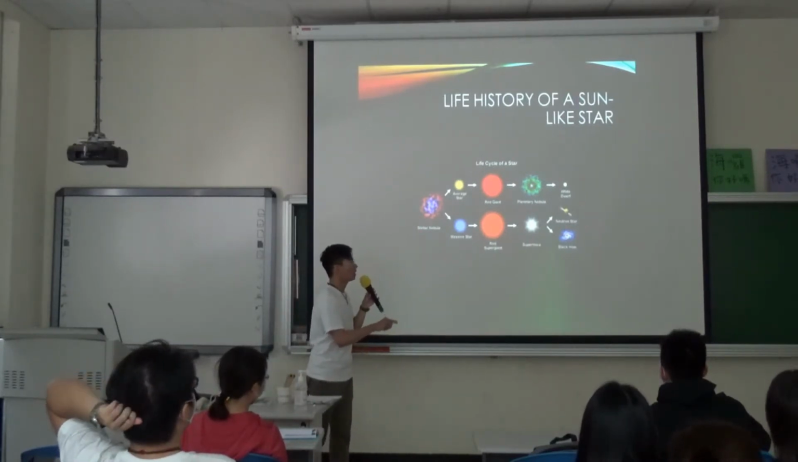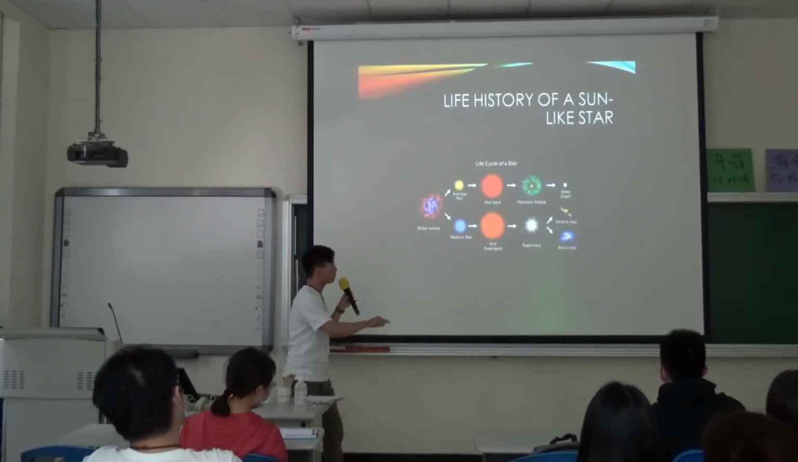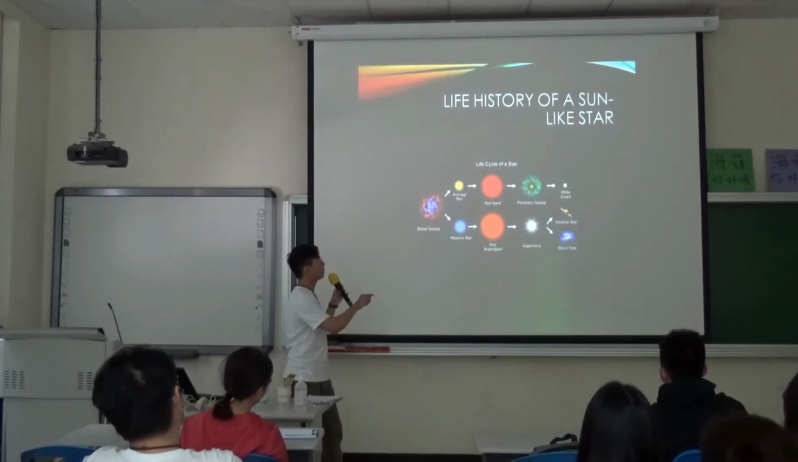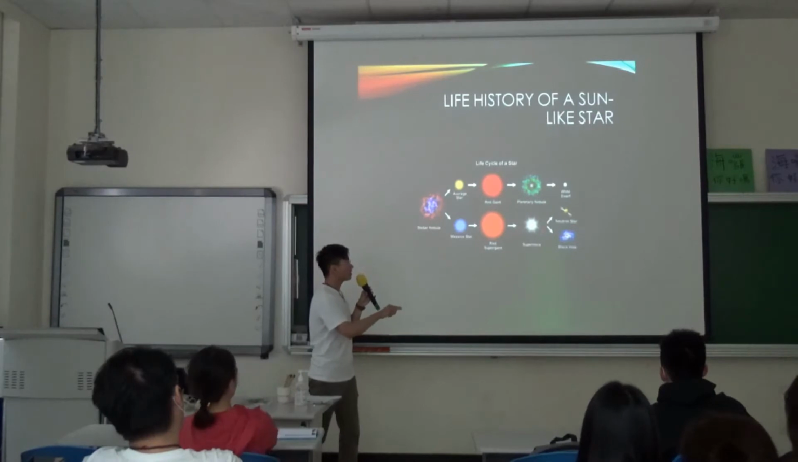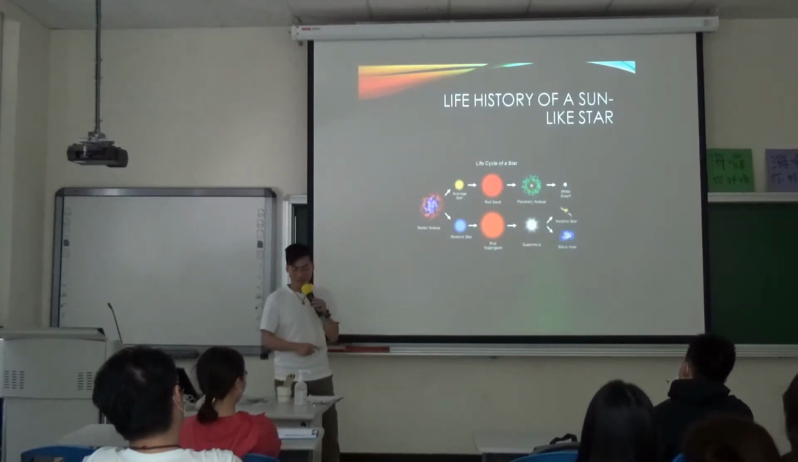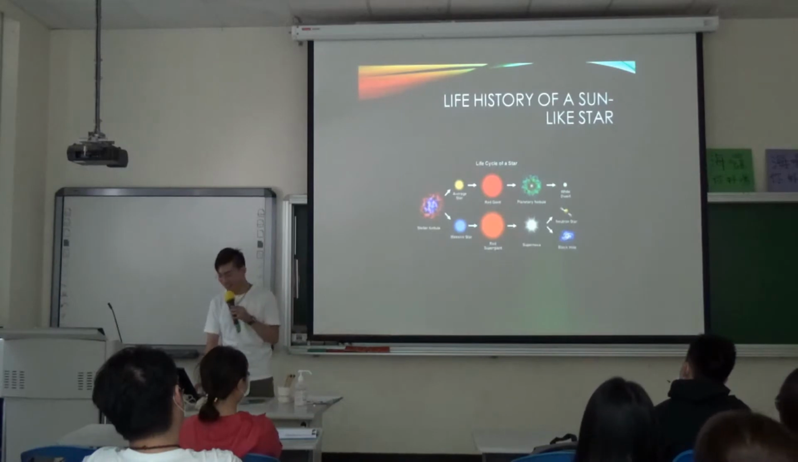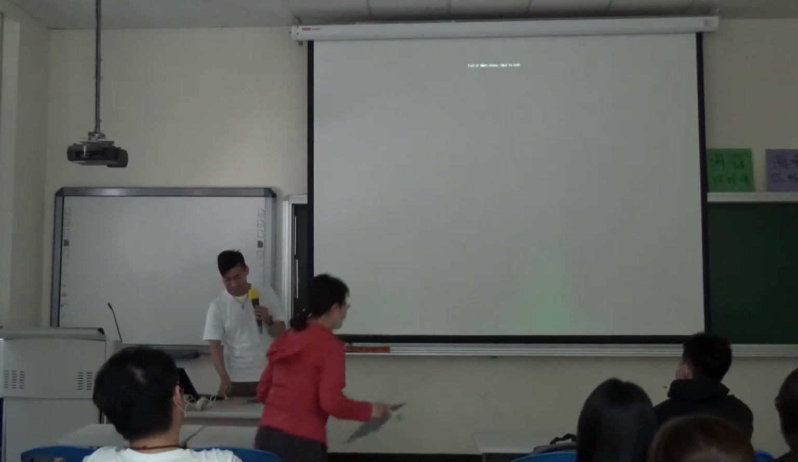And if this star becomes a neutron star, it will go back to the first and become the stellar nebula to go in a loop. And if it becomes a black hole, it's a black hole. Yeah. So this is the end of my presentation. Thanks. Okay.